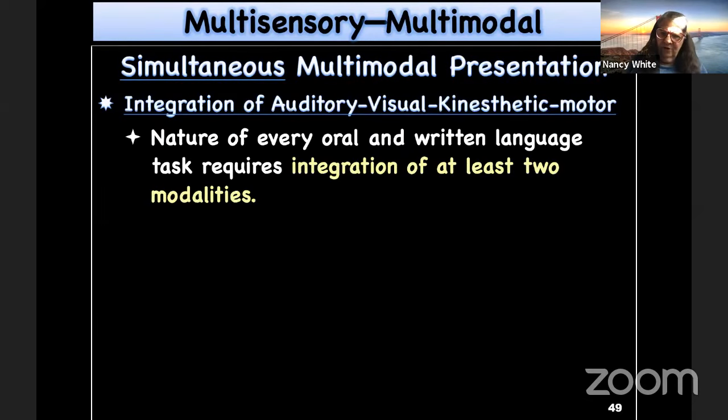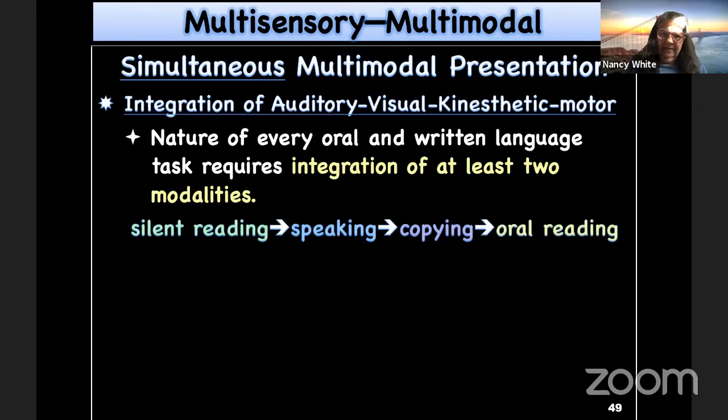Okay, so now we're to the multisensory multimodal part. So integration of auditory, visual, kinesthetic, motor. The nature of every oral and written language task requires integration of at least two modalities. So in silent reading, the stimulus, someone tell me, I hope somebody just said visual.